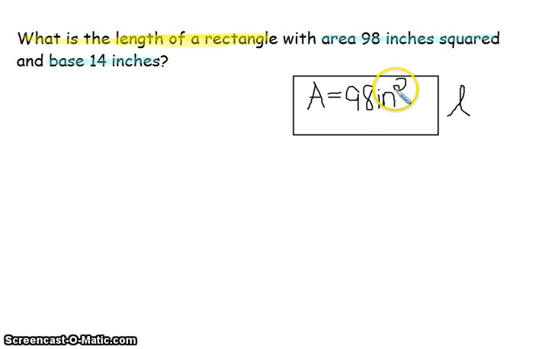This is your unit of measure for area. You have squared units in area. So please don't accidentally square your 98. It is part of your units. Alright, and then the third thing that we know is that the base is 14 inches. So the base of my rectangle here is 14 inches.